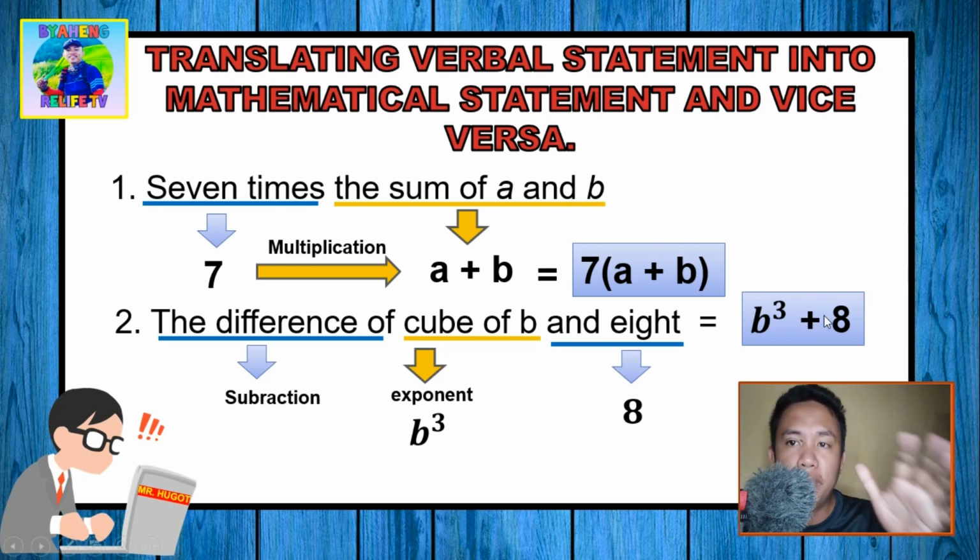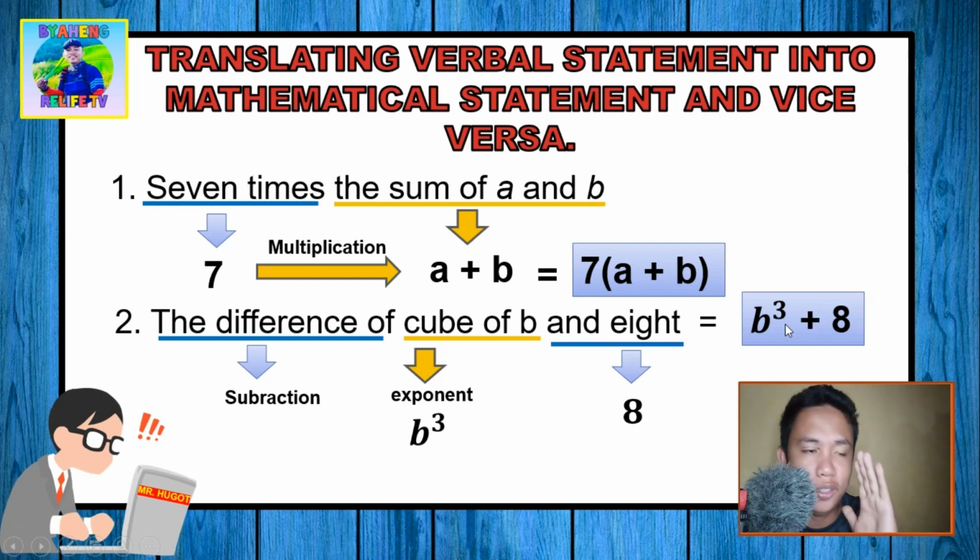So, B cube minus 8 po dapat to. That was a typographical error. Sorry guys. Dapat po to ay minus, hindi plus. Dapat po yan ay B cube minus 8. Okay?